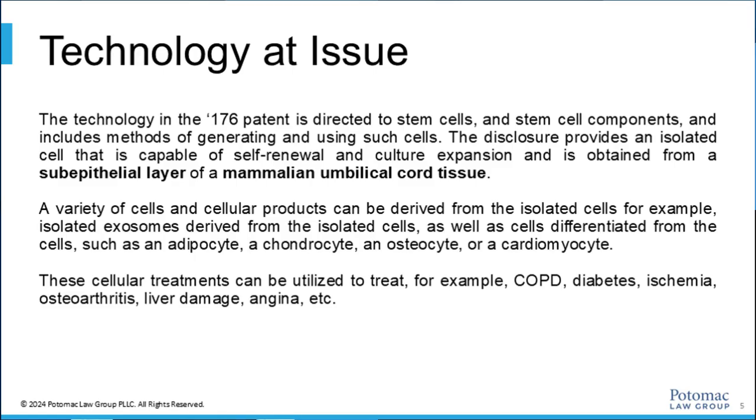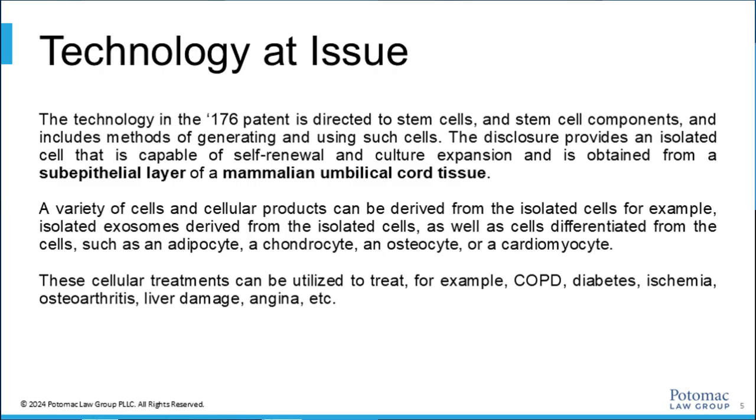Variety of cells and cellular products can be derived from these isolated cells. For example, isolated exosomes, which can also be used for treatment, as well as differentiated cells such as adipocytes and chondrocytes, which make cartilage, osteocytes make bone, and cardiomyocytes, which of course are relevant for the heart. And these cellular treatments could be utilized to treat, for example, COPD, diabetes, ischemia, osteoarthritis, liver damage, angina, et cetera.